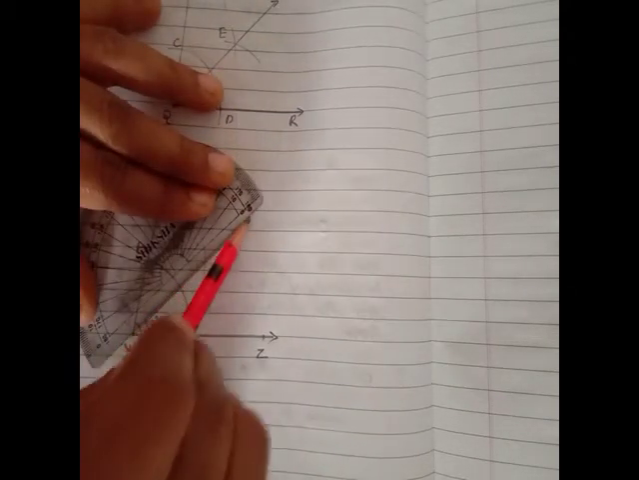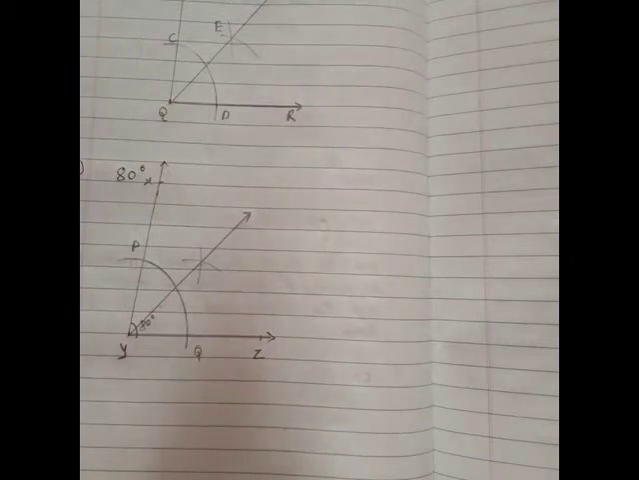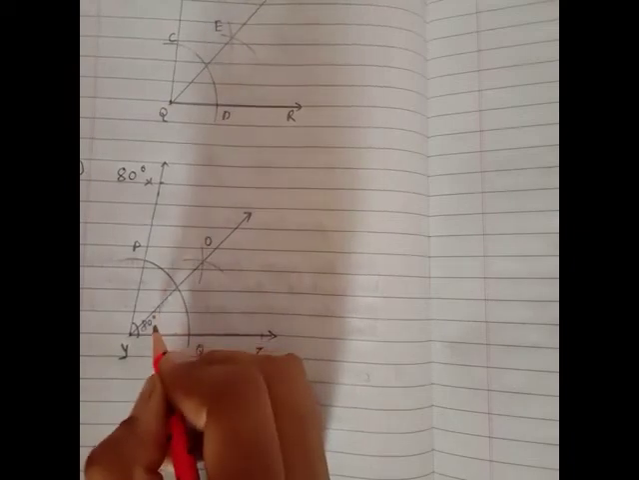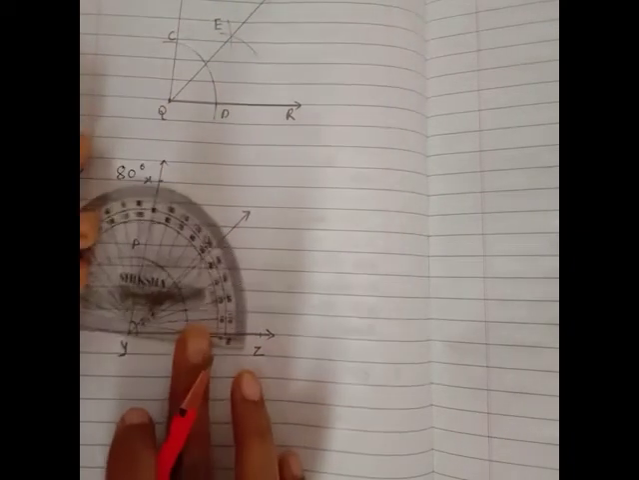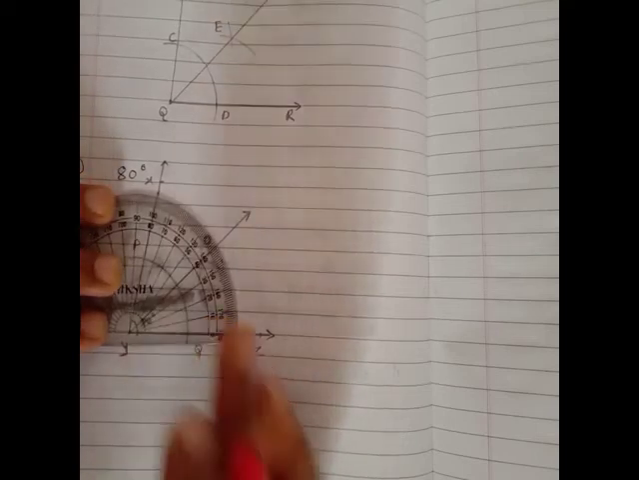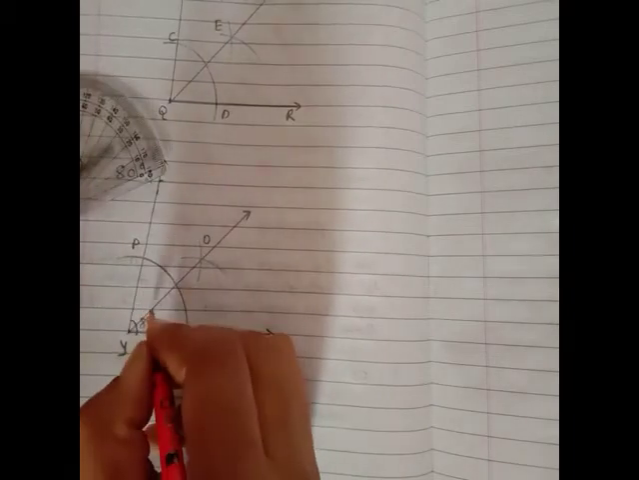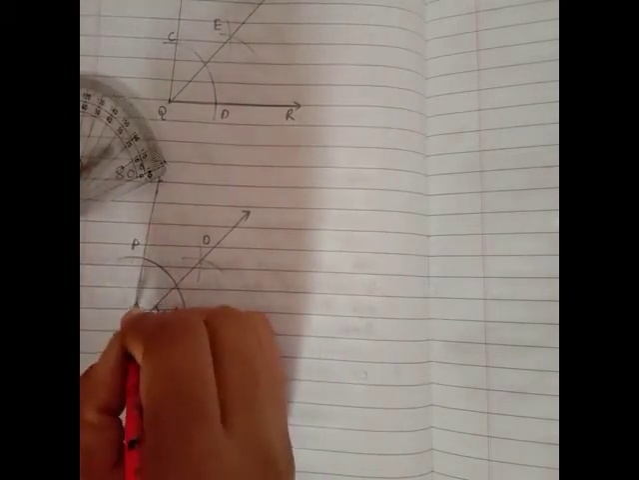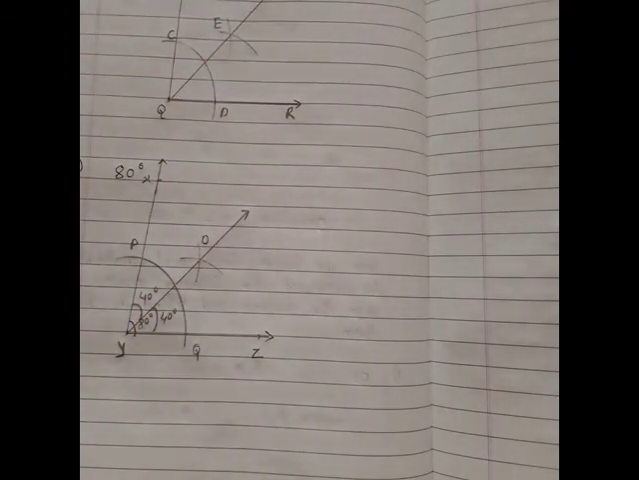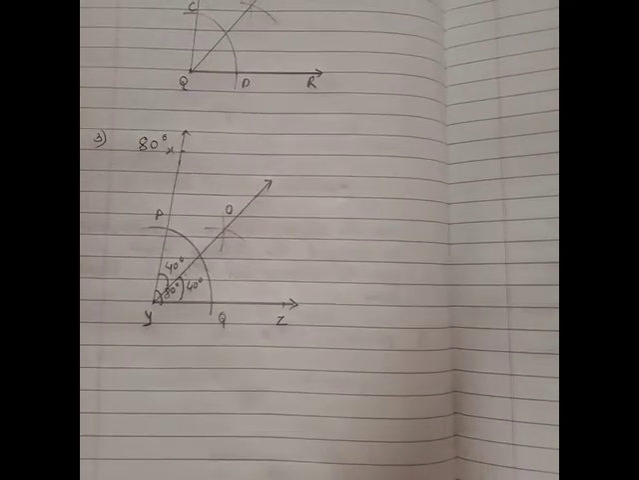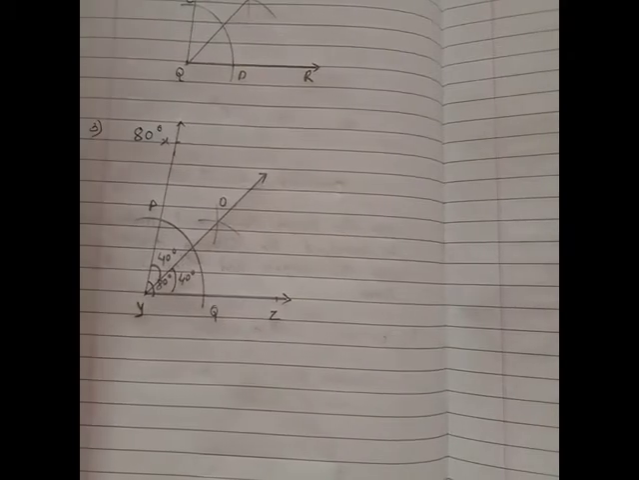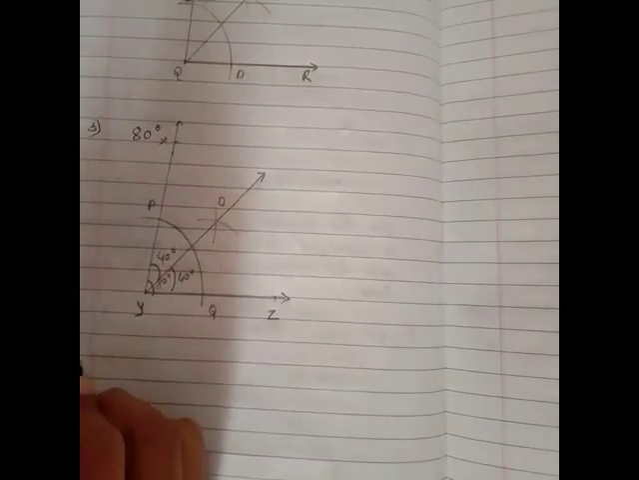Now joining point Y with the intersection point of the arcs, which is O. Now measure this angle. We bisect this angle into 40 degrees. That means the 80 degree angle is divided into two equal angles, that is 40 degree angles. That means we bisect the angle of 80 degrees into two equal measurements of 40.